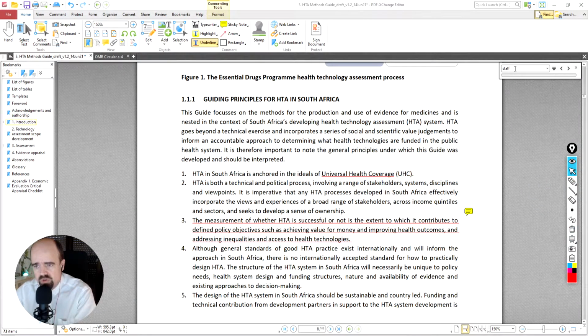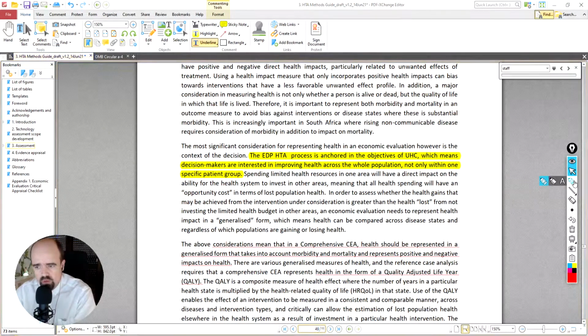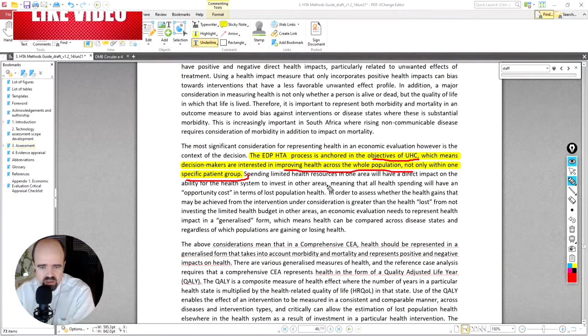This statement of need is also a little bit more apparent on this page over here, which is that the Essential Drugs Program health technology assessment process is anchored in the objectives of universal healthcare coverage, which means decision makers are interested in improving health across the whole population, not only within one specific group. It's fairly easy in the context of health technology assessment to establish what the need is, given the current high levels of non-communicable diseases and the related mortality and morbidity attached to them.